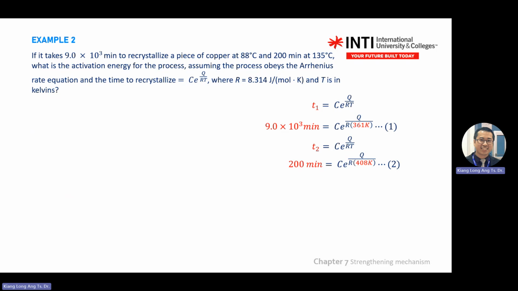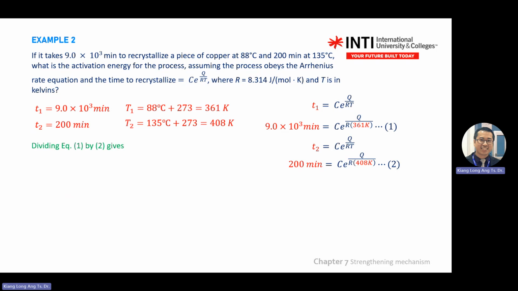Okay, so you're given two scenarios. At 88, you get this time. At 135, you get this time. What is the activation energy for the process? It asks you to find the Q value in this equation. Assume the process obeys the Arrhenius equation. R is given, T is in Kelvin. So you just do substitution, convert the temperature into Kelvin.